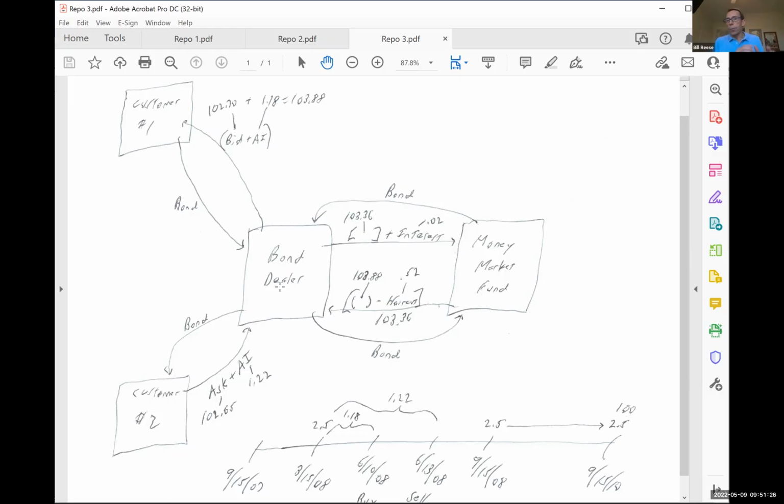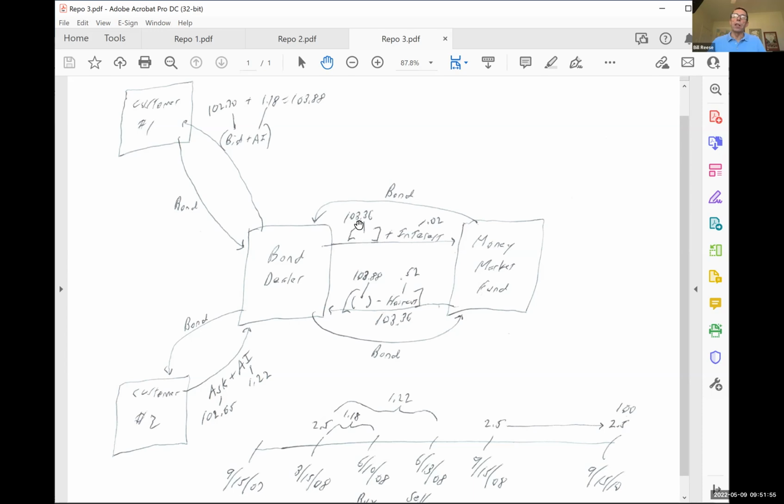Now we've got 3 days go by, because this is a 3-day repo. The money market fund and the bond dealer entered into a 3-day repurchase agreement. So 3 days later, on June the 13th, the bond dealer will repurchase the bond from the money market fund. So the money market fund has to send the bond back over to the bond dealer because the bond dealer is repurchasing it. And the bond dealer has to send over to the money market fund the amount of money that the bond dealer borrowed.